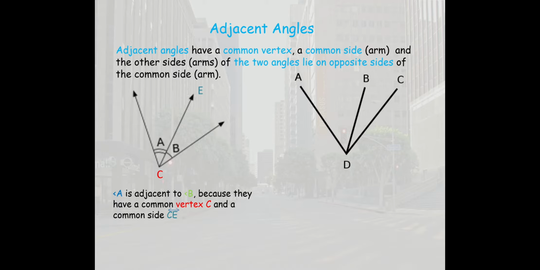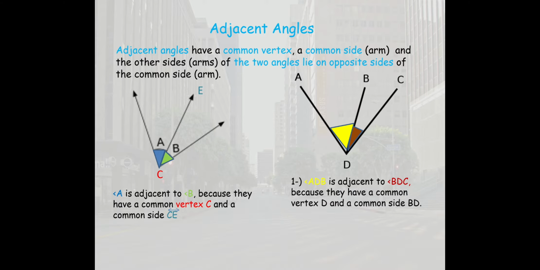We have here angle A is adjacent to angle B because they have a common vertex C and a common side CE. So this means these two angles are adjacent. Now, on the other side here, if you notice, we have angle ADB and angle BDC. So angle ADB is adjacent to angle BDC because they have a common vertex D and a common side BD. So these two are adjacent.